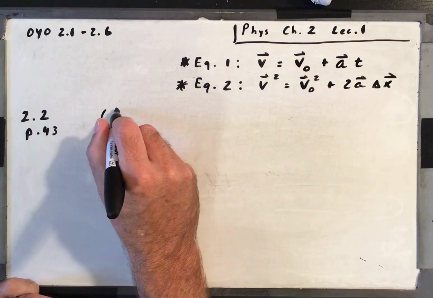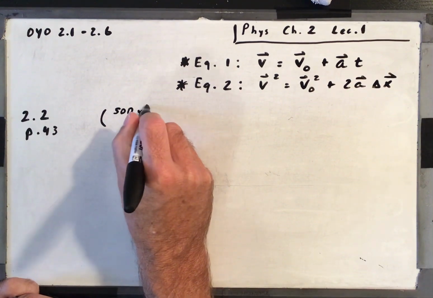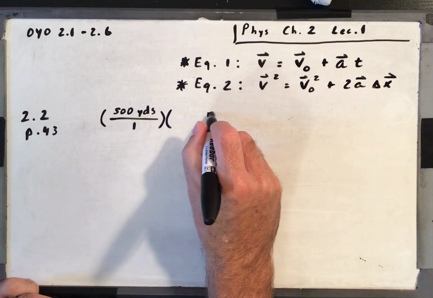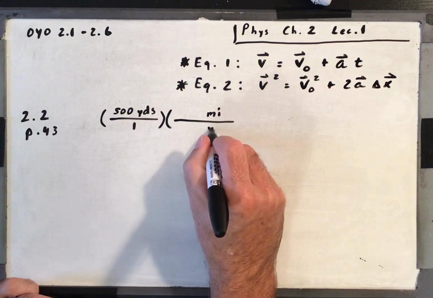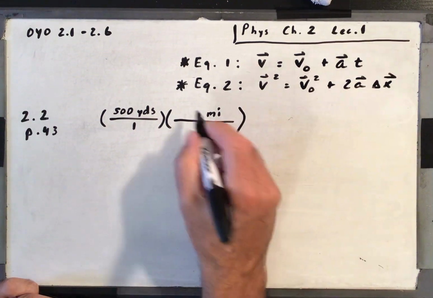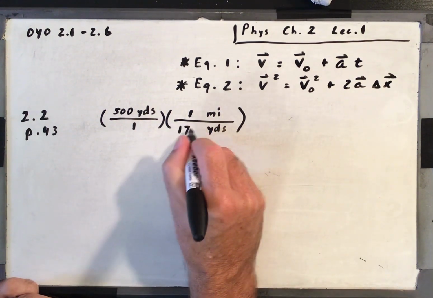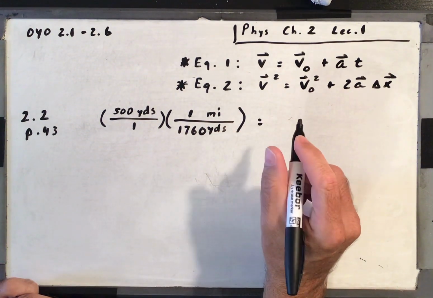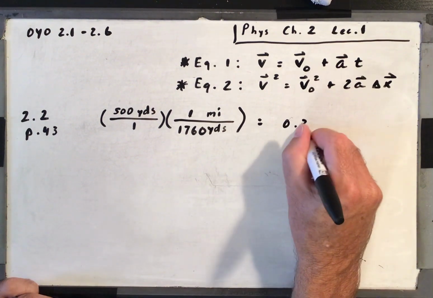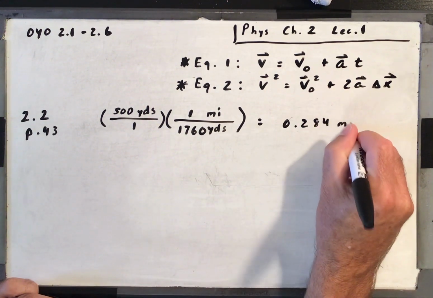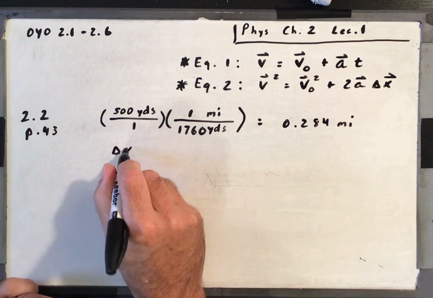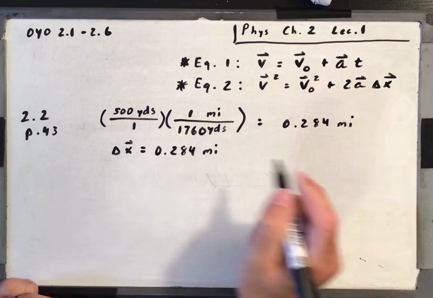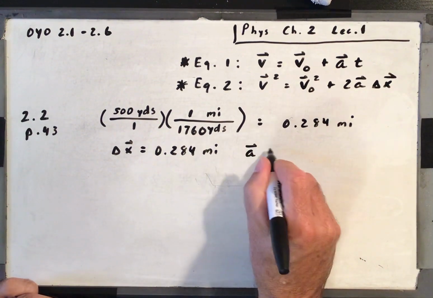So we're going to take 500 yards, put it over 1, and we want to convert that to miles. So put miles on top, yards on bottom. The 1 goes by the bigger one. There's 1,760 yards in a mile. So that's 0.284 miles. So we have our displacement is 0.284 miles.